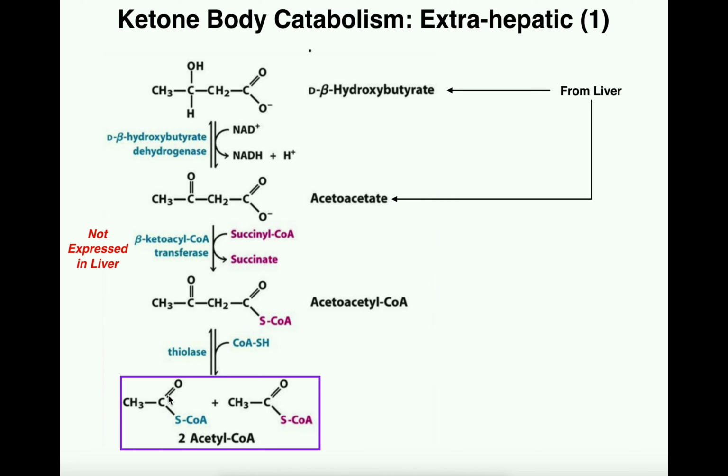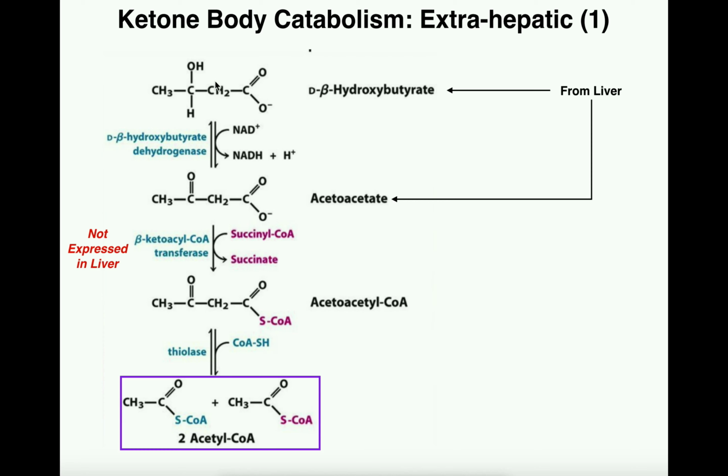So hopefully this makes sense. This is how beta-hydroxybutyrate and acetoacetate generate energy in the form of these molecules right here. And also, beta-ketoacyl-CoA transferase is not expressed in the liver, so therefore the liver does not metabolize any of the acetoacetate that it makes.